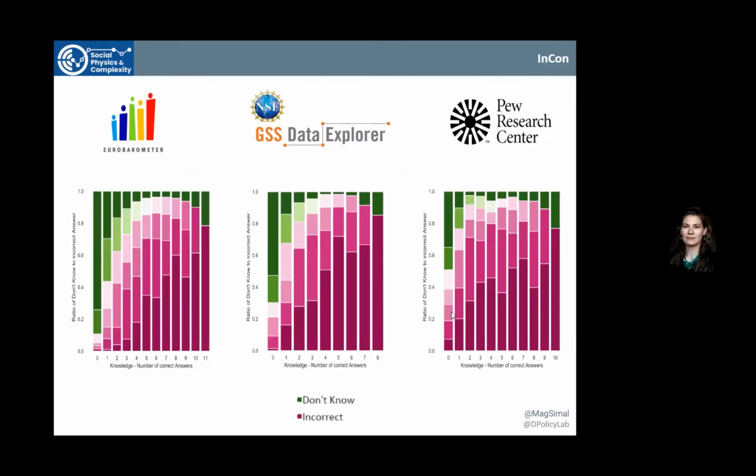And so what we found in these 3 surveys, no matter which survey we looked at, is this inverted U-curve here in green, where people tend to say don't know more at the extremes, meaning at very little knowledge or at very high knowledge, and guess wrong a lot more at the intermediate knowledge level.